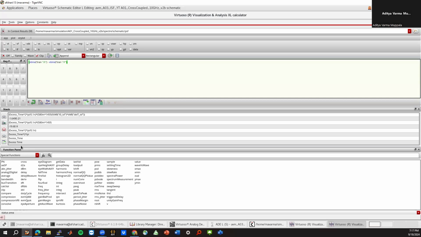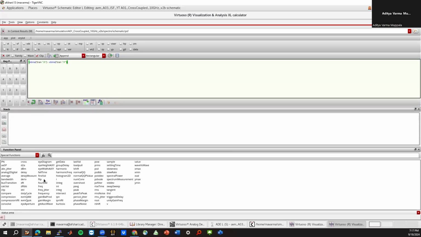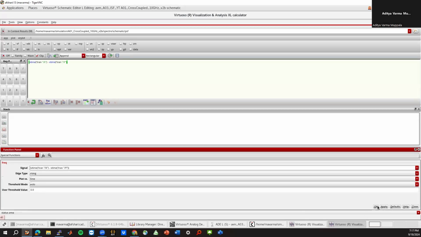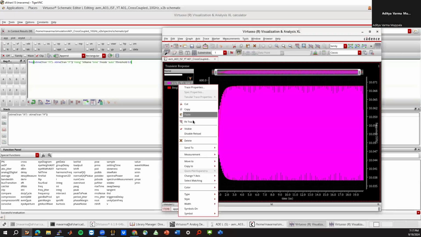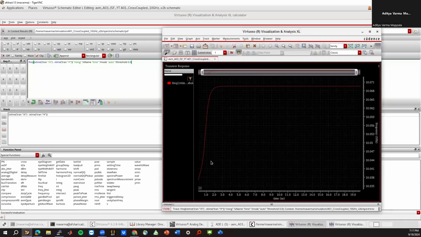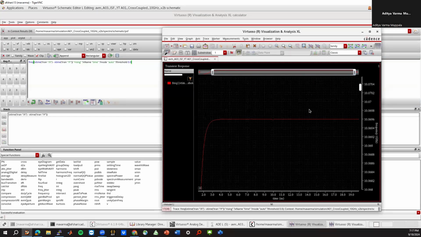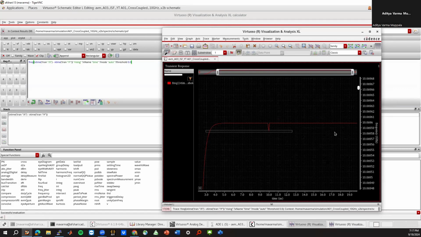And then let me delete all of this. And then I'll say freq, and then set this to defaults, say okay. And then let's plot this. So if I delete this, so this is the instantaneous frequency, right? And what we want to see is when this instantaneous frequency has kind of settled down. So I'll zoom into this region.